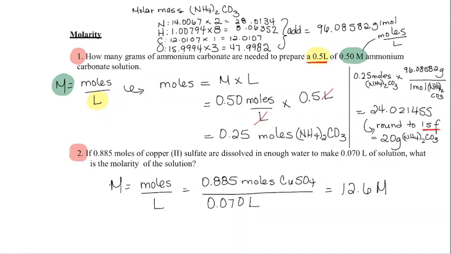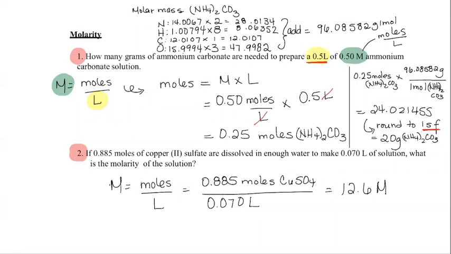So understand that problem number one, specifically, if you're going to do lab work in the future, is one of the important equations that you need to know how to do. So going back to the problem, we know in terms of the liters how much solution we are preparing, which is 0.5 liters. We know from the problem that the concentration I'm trying to make of this solution is 0.50 molar.